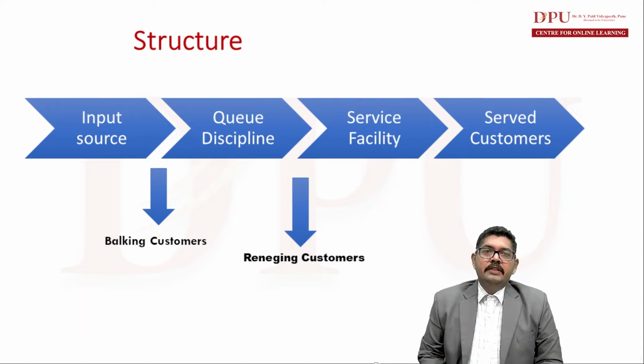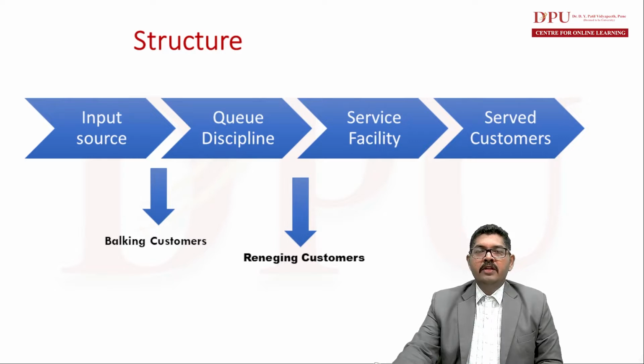Then we have two terms such as waiting time in the system and waiting time in the queue. Waiting time in the queue means the average time spent by a customer in a queue, and waiting time in the system means the total time spent by the customer in the system. So this includes the time spent by the customer in a queue as well as the time of service. So there is an input source, then a queuing discipline, and then a service facility, and when the customers get service, they exit from the system.